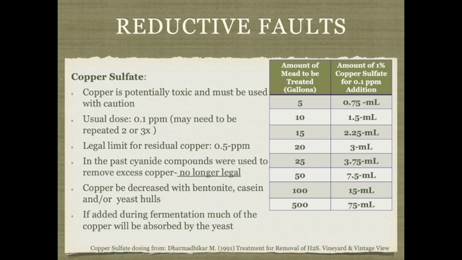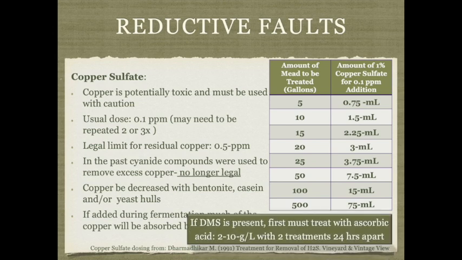And there are ways to calculate the 0.1 parts per million addition. This is just a little slide. But remember, if DMS is present, dimethyl sulfide, you must first treat with ascorbic acid, 2 to 10 grams per liter, with 2 treatments 24 hours apart. Vitamin C is an antioxidant, and it will be a transient oxygen scavenger. And because of that redox pathway, DMS might not be addressed with copper sulfate if there's any oxygen present. So you must always treat first with ascorbic acid, then with your treatment.